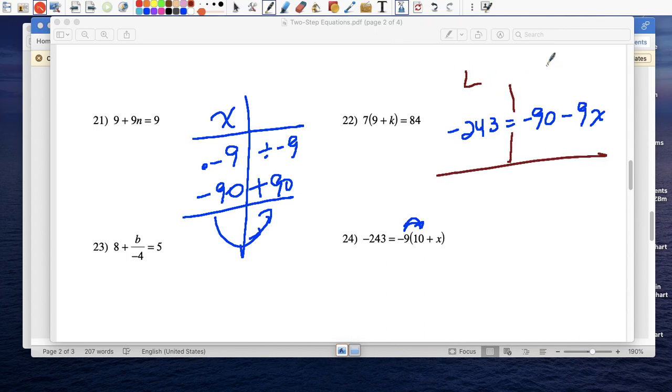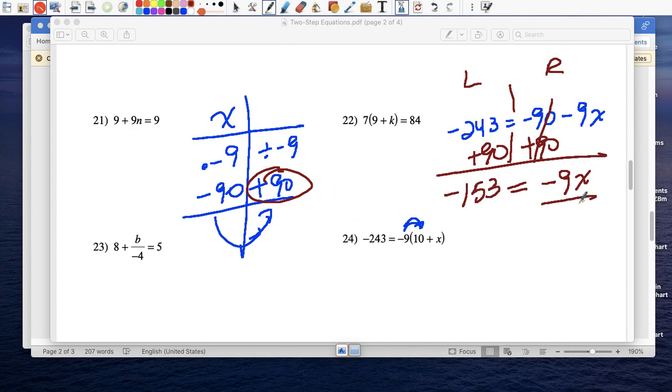Left and right. It says add 90 first to both sides. That goes away. I'm left with negative 9x. On the other side, what is that? 153? Yep, negative 153. Divide that by negative 9, because right here it tells me to divide that by negative 9, which means I have to divide the other side by negative 9. So 153 divided by 9. Well, first of all, this and this simplifies to x, right? Negative is positive. And this is also going to be a positive, and x equals 17.